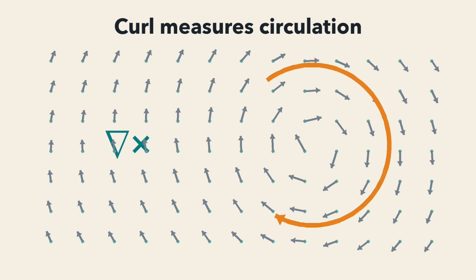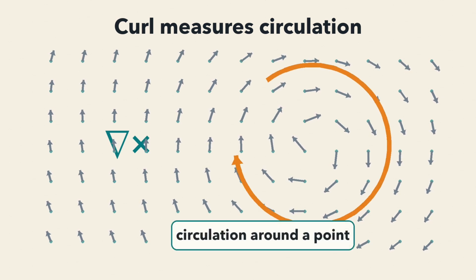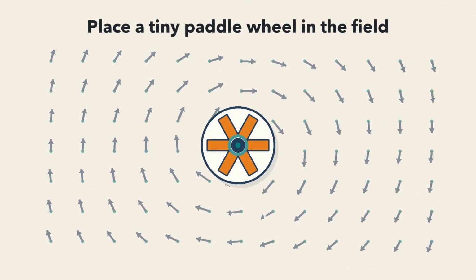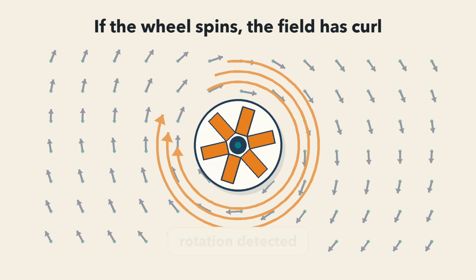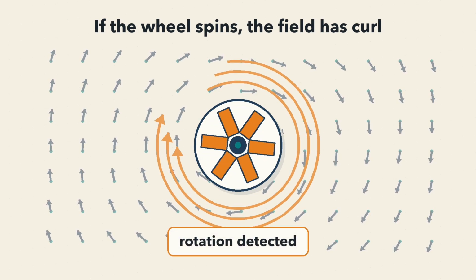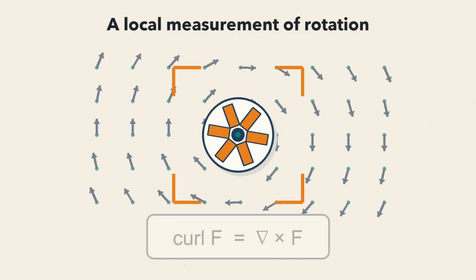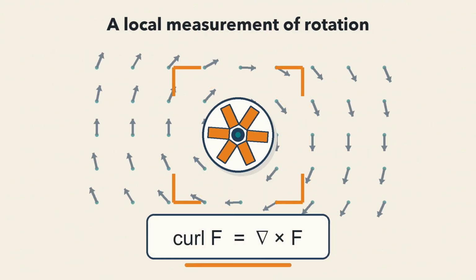The next mathematical idea is curl. Curl measures how much a vector field circulates around a point. Imagine placing a tiny paddle wheel in the field. If the field makes the wheel spin, the field has curl. Curl is a local measurement of rotation.